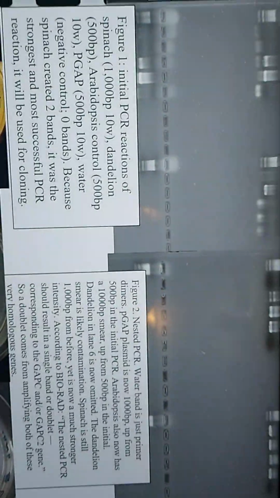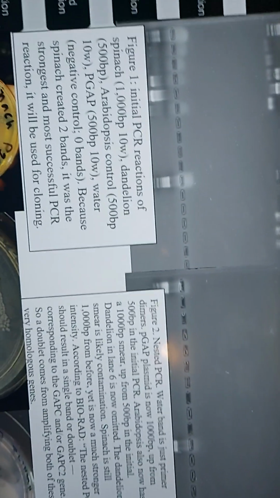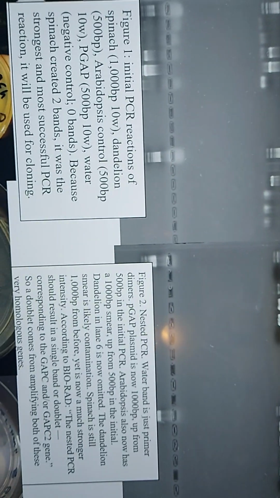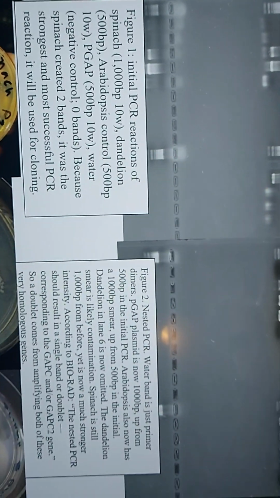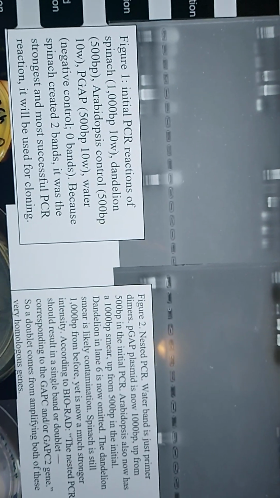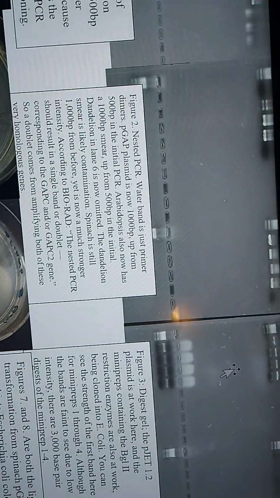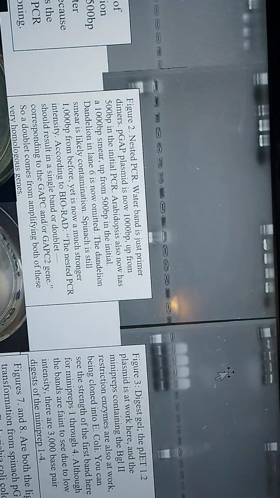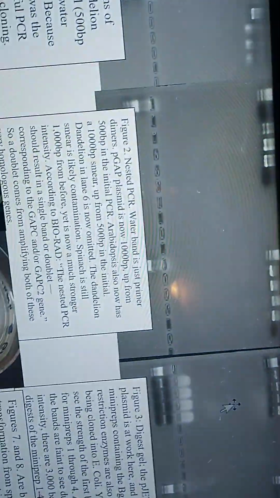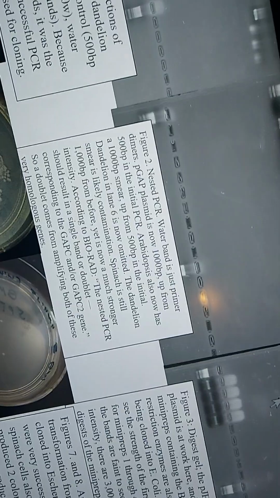So the initial PCR reactions of spinach created 1,000 base pairs. Dandelion was only 500 base pairs. Our Arabidopsis control was 500 base pairs, and the water was the negative control, so it created 0. Onto the nested PCR, the water band is just a primer, the primer dimers. You can see a few primer dimers in there, and don't worry about those. Those are just normal.